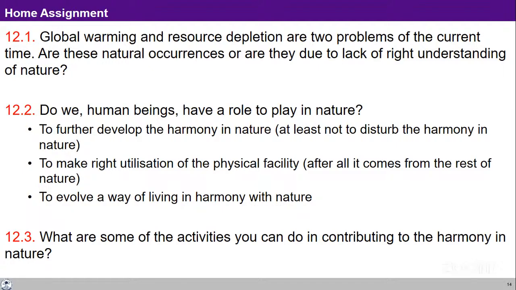Rightly said. Nature is naturally in harmony. Because of human intervention, because of the lack of right understanding, we are disturbing the harmony of nature, and we are making the causes for problems like global warming and resource depletion. Thank you, Bhaiya.